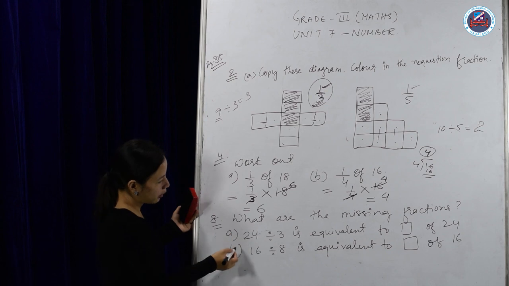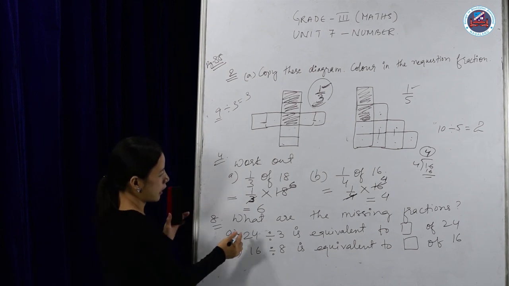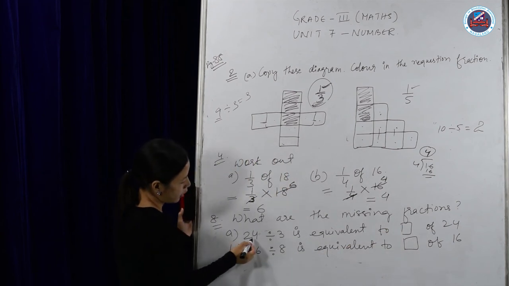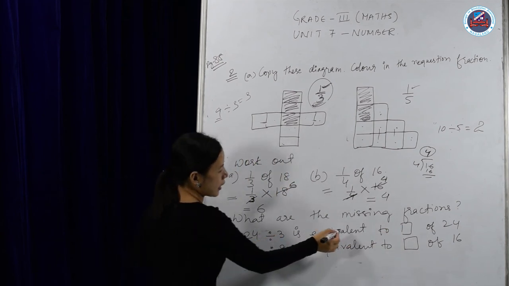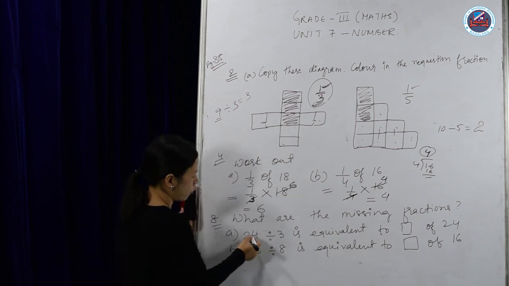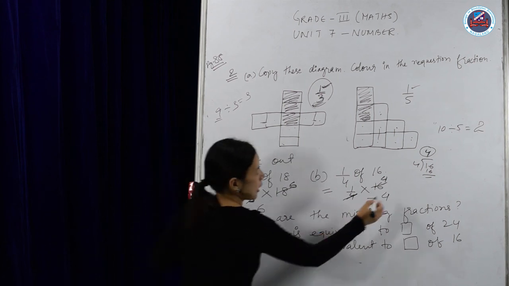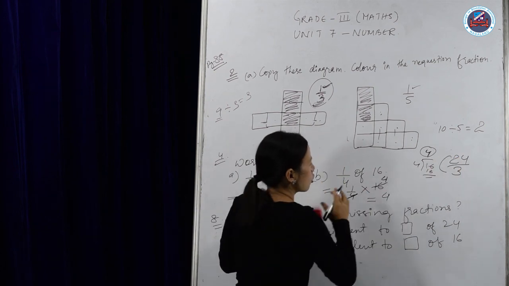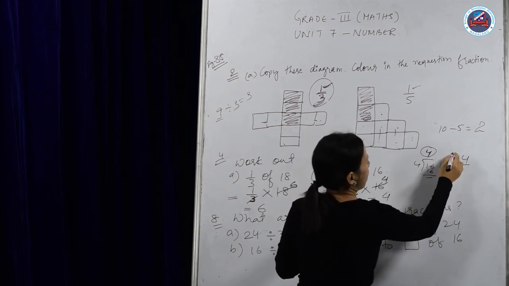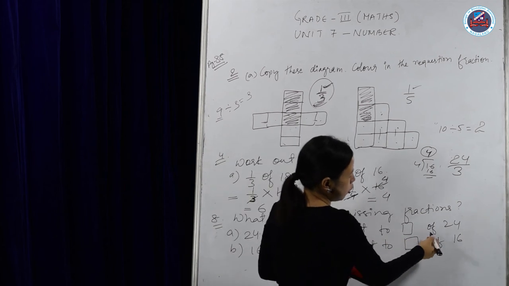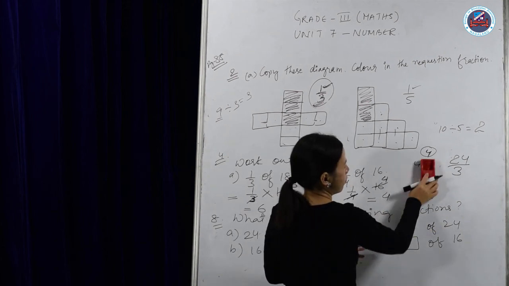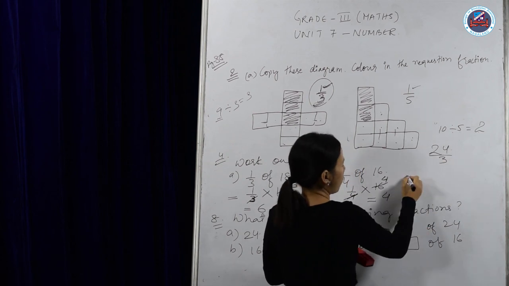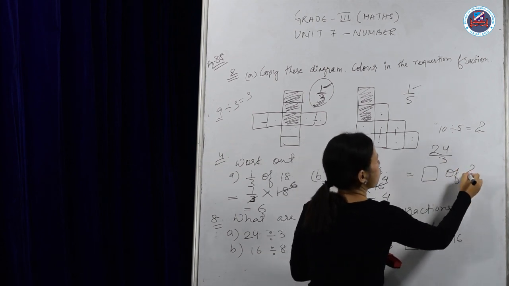Okay? Now let's go to these last questions. It says, what are the missing fractions? Here we have to find out the missing fractions. It says 24 divided by 3 is equivalent to dash of 24. So 24 divided by 3, we can change it into a fraction like this, 24 divided by 3, right? And here is given dash of 24.